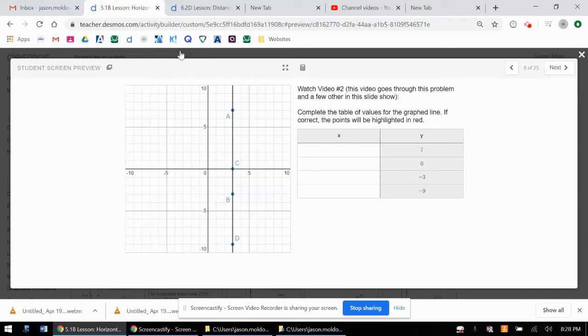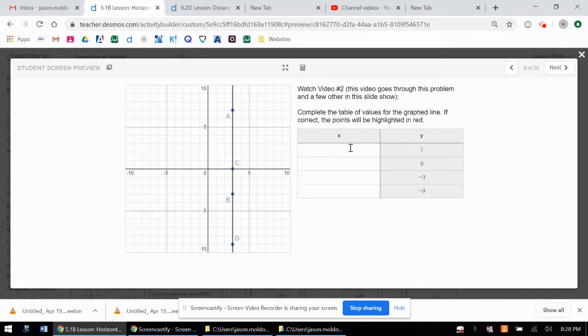This is the second video for the 5-1-B lesson on horizontal and vertical lines. Now we're going to look at an example regarding vertical. If you feel like you understood the first one and you want to try this one and then skip to the end of the video to see if you did it correct, feel free. It is very similar. It is sort of the opposite line of the previous one.